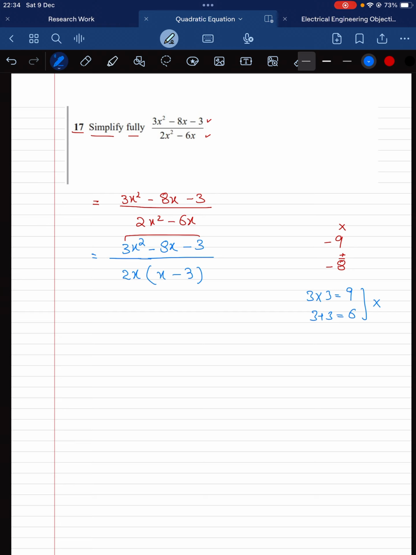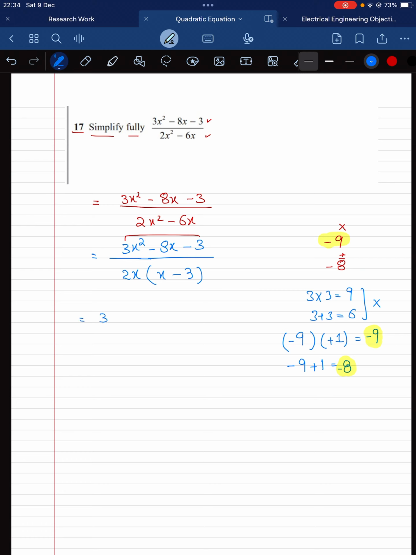Let's say we take minus 9 and plus 1. If you multiply them you will get minus 9, and if you add them you will get minus 8. So this is according to our given condition. When we multiply them we get minus 9, that is our requirement, and when we add them we get minus 8. So now we break the middle term.